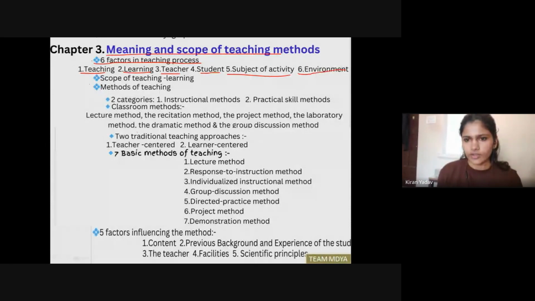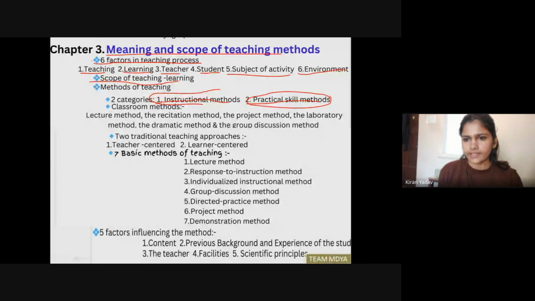Next topic is scope of teaching learning. And next is methods of teaching. In methods of teaching, there are two categories given. First is instructional method and second is practical skill method. In instructional method, there are theoretical methods which are required for teaching theoretical subject, and in practical skill method, like yoga, when we teach yoga practically, then these types of methods are used.